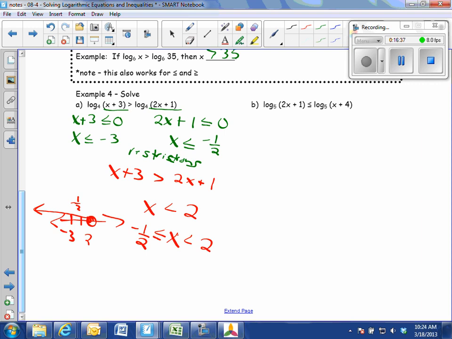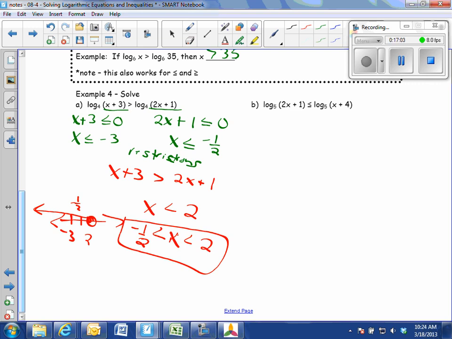Is there an easier way to do this? Should it be just greater than x? It can't even be negative half. It goes up to it, but it can't be negative half.